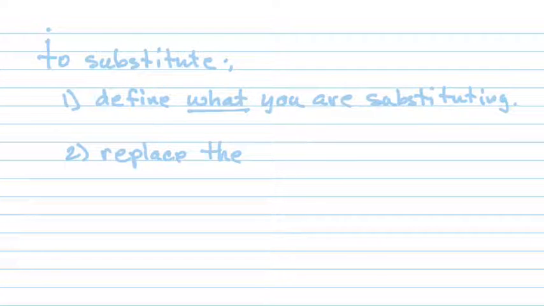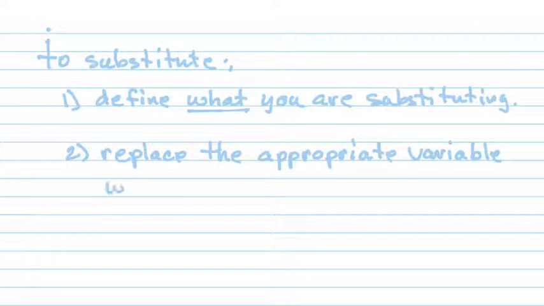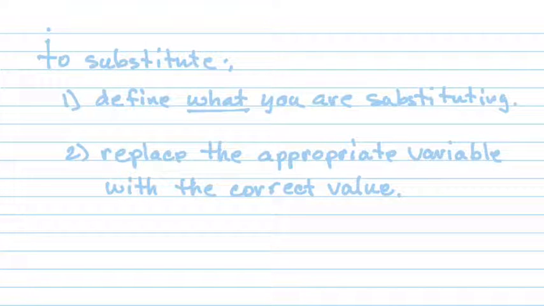Replace the appropriate variable with the correct value. The most common mistake I see with this, because this is not difficult to do, it's the substitution part, is putting the wrong thing in the wrong place. So be careful. If there are a lot of variables, it's easy to get them mixed up. You've got to slow yourself down enough because you just want to throw things in there.